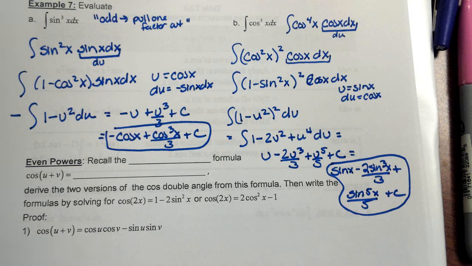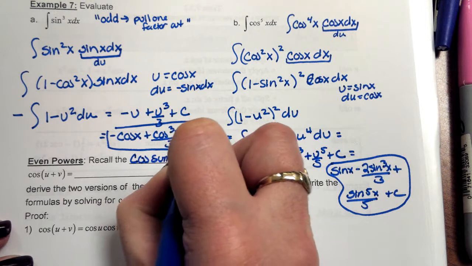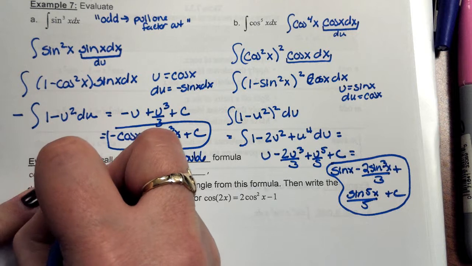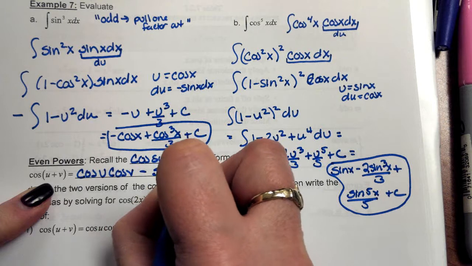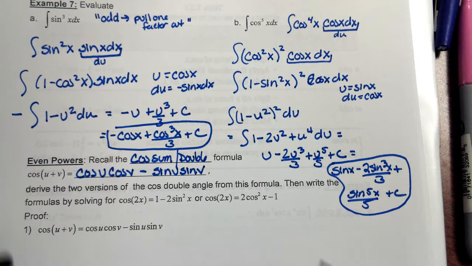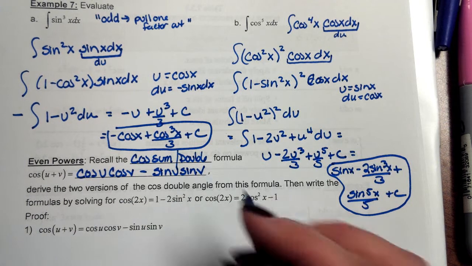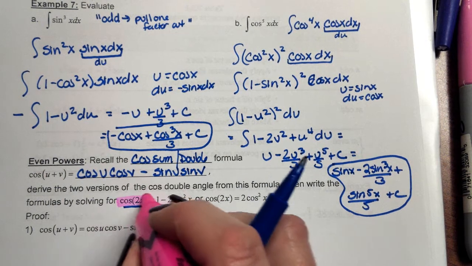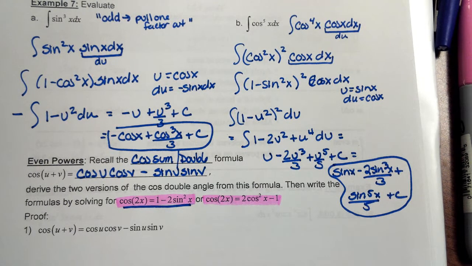Now, what happens is when you have even powers, this is where you want to recall your cosine sum and your double angle formulas. Remember, your cosine sum formula is cosine u cosine v minus sine u times sine v. And from this formula is derived your cosine double angle formula. So again, going back to your pre-calc, cosine of 2x is 1 minus 2 sine squared x, or remember there's the other variation of 2 cosine squared x minus 1.